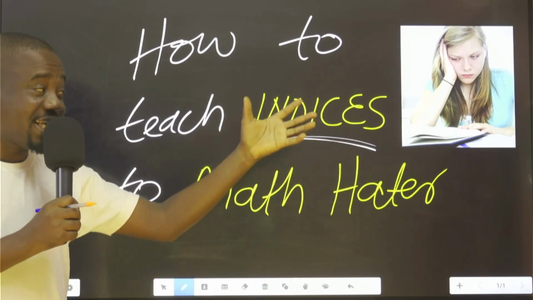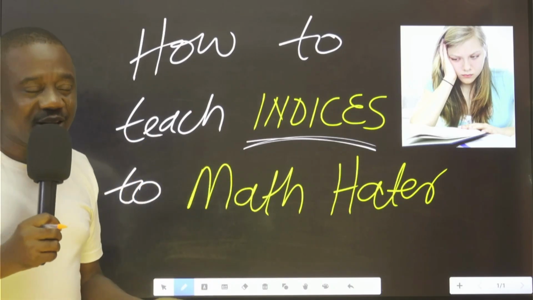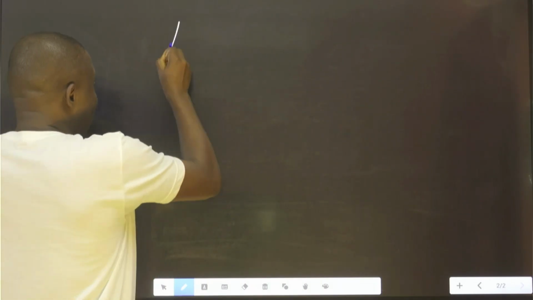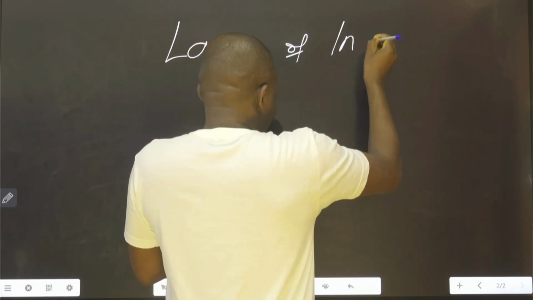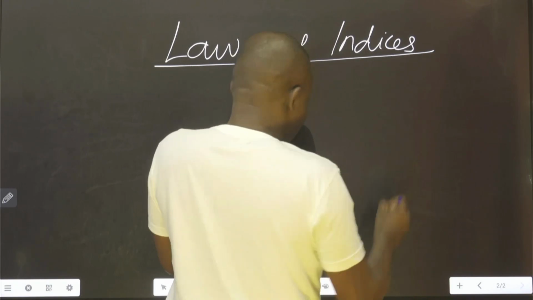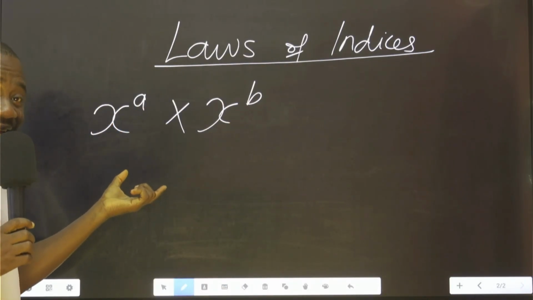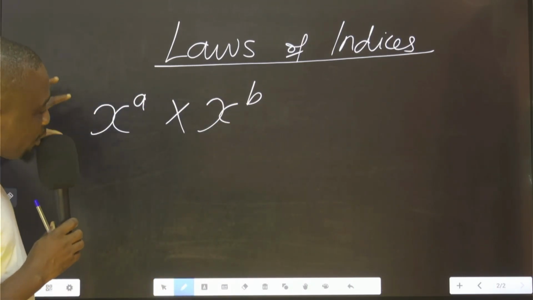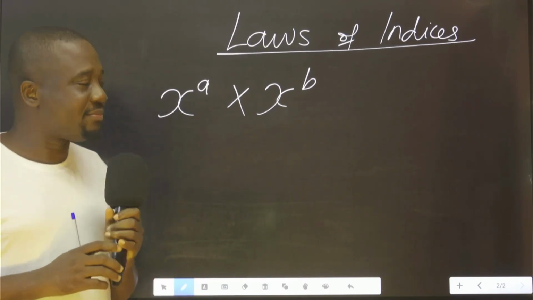For instance, this girl, she doesn't love mathematics. How do you teach her to love indices? Okay? So let's start the laws of indices. I'm going to start with the first law. S raised to power A multiplied by S raised to power B. How do you teach this first law of indices to a math hater?